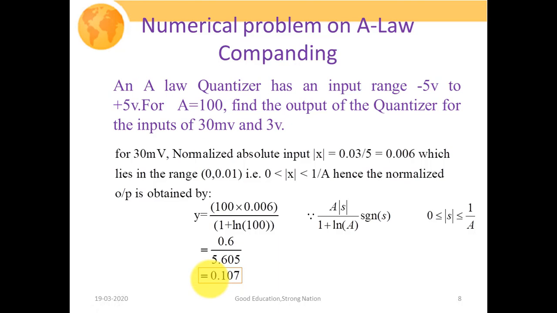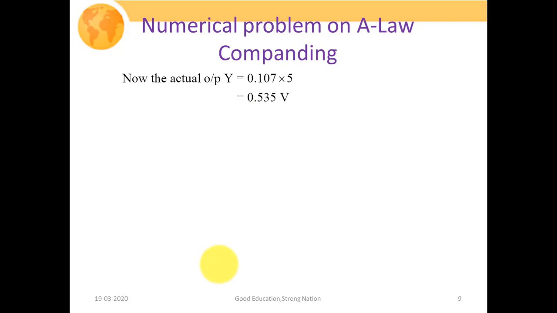So what will be the actual value of our signal? That has to be calculated by the normalized value of the signal times its maximum value. So that turns out to be 0.535 volt. So we could say that the output of our compressor for the given input signal of 30 millivolt will have this 0.535 volt as an outcome.